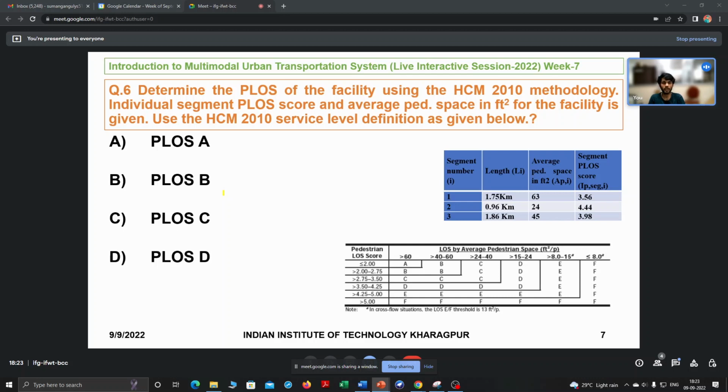I have also given you the table. So now just calculate and tell me what is the LOS of this facility. You need to calculate it. I won't be doing it right away, so you need to try it. It is very straightforward. It is only a matter of calculation, nothing else. And it is not too much calculation, it is just a simple calculation. But tell me what could be the LOS. Is it A, B, is it C, is it D? Tell me. I will wait for you people to answer.